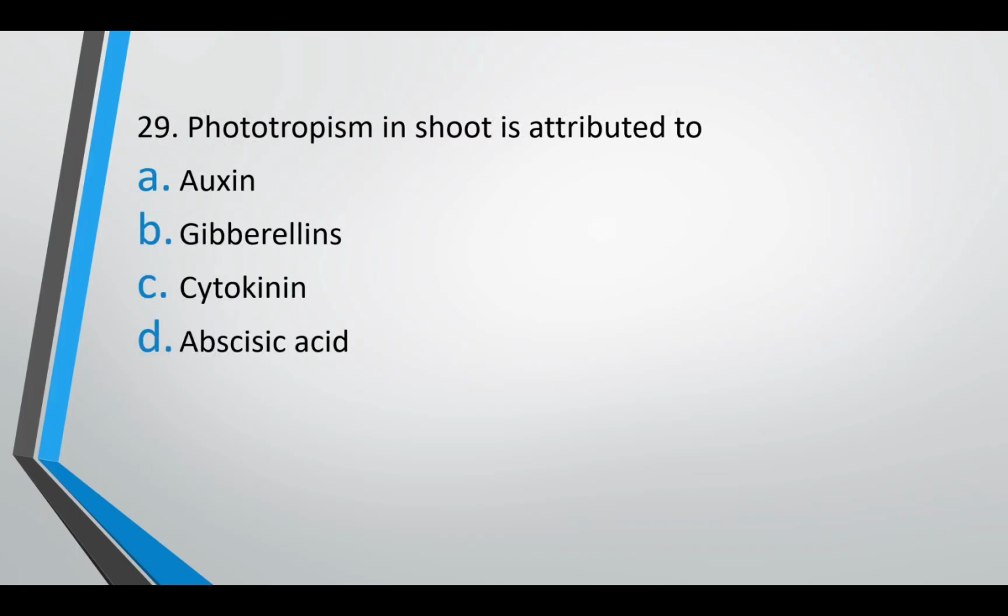Phototropism in shoot is attributed to auxins, gibberellins, cytokinin, abscisic acid. Correct answer is option A, auxin.